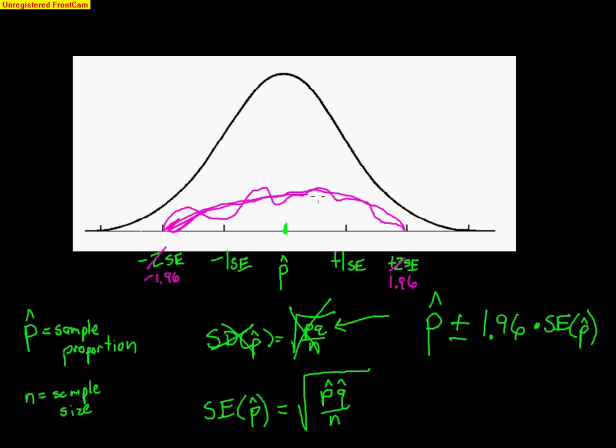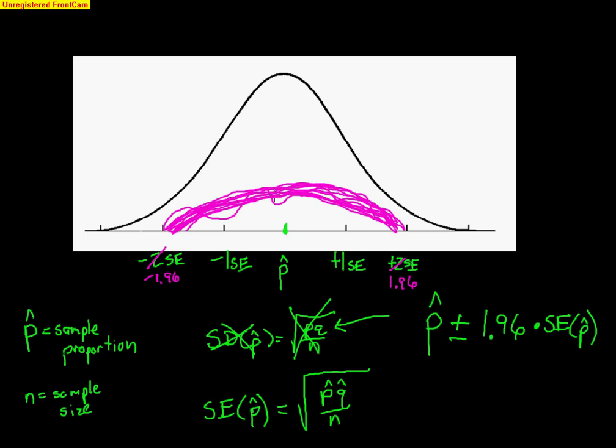I was trying to draw a squiggly line, but it wasn't working. So 95% of many, many samples. Think about many, many samples. 95% of those samples should create an interval that catches the truth.